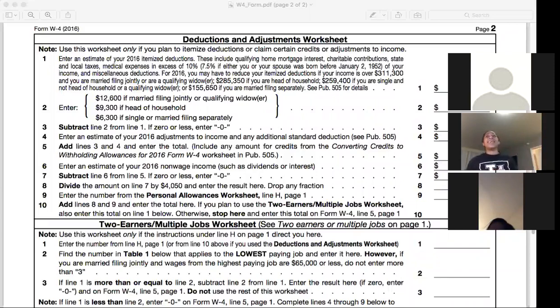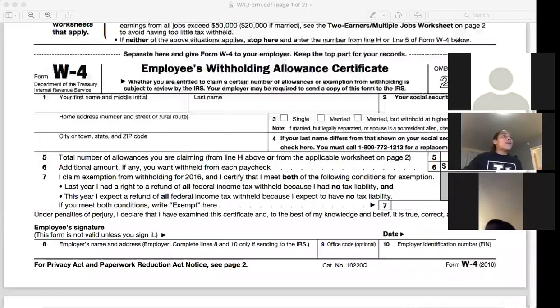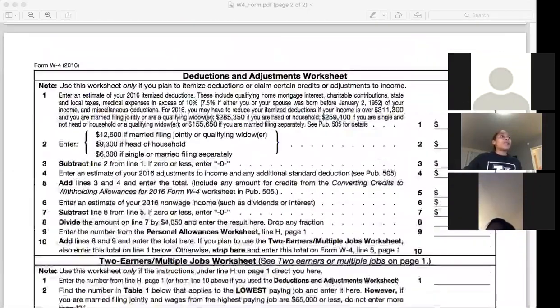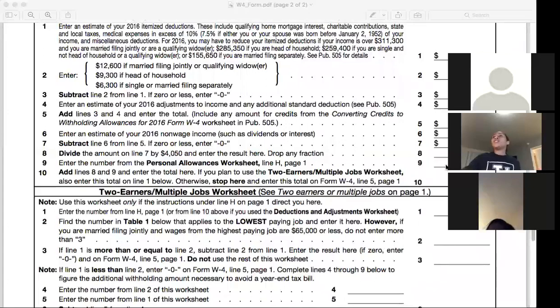So line 9 now says, enter the number from the personal allowances worksheet line H, page 1. So whatever number you got on line H, when we did the first page, you're going to enter that same number on line 9 on page 2.